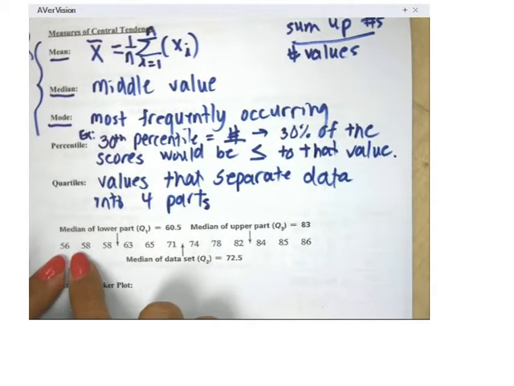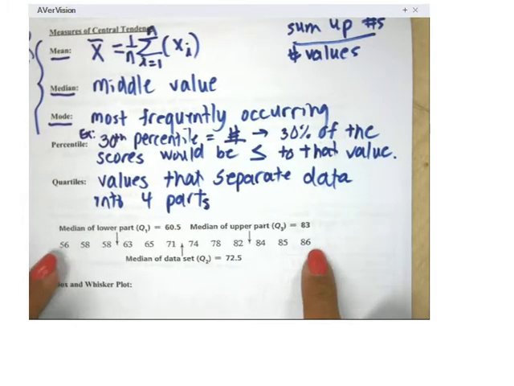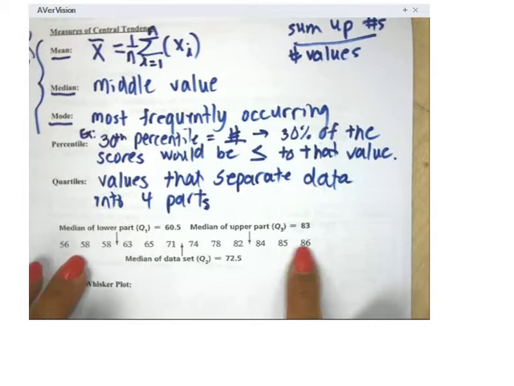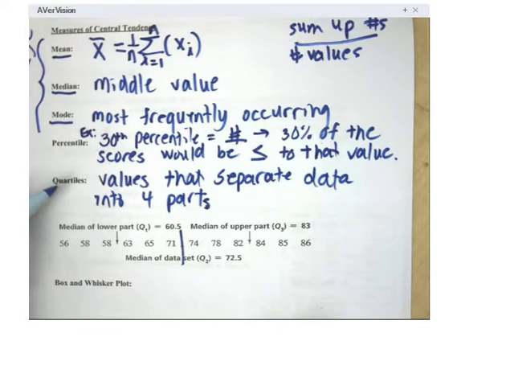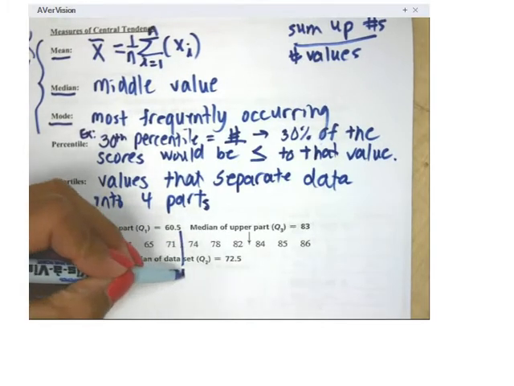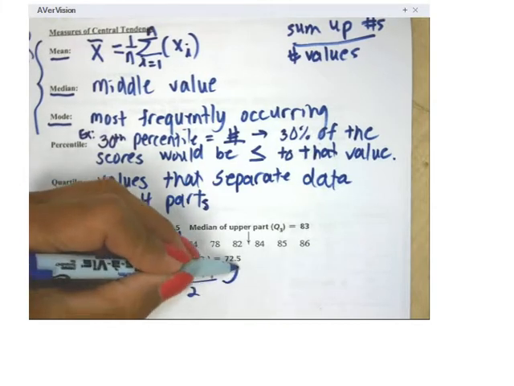So I have a list of 12 numbers here that are in numerical order, and we know how to find the median. We would go to the middle number, and I happen to have an even set of numbers, so halfway between these two, or add these two together and divide by 2, I find out that my median value is 72.5.